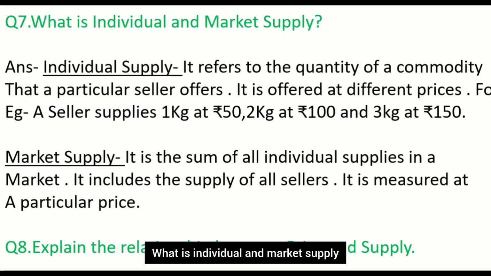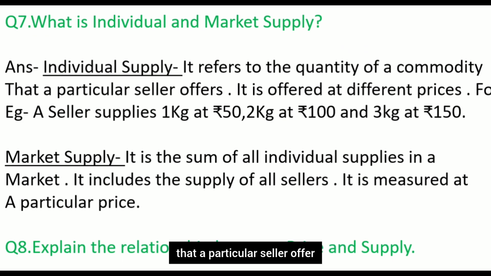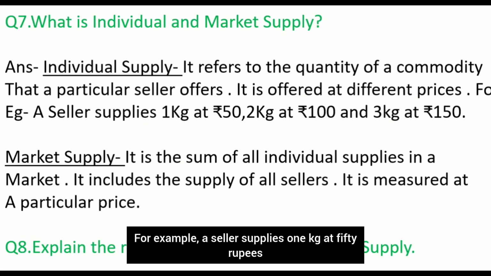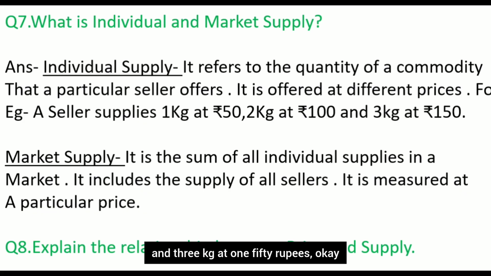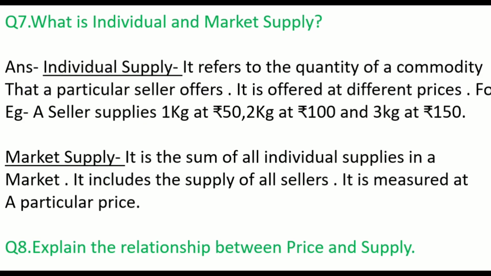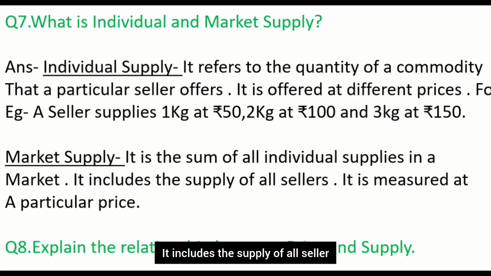What is individual and market supply? Individual supply refers to the quantity of a commodity that a particular seller offers at different prices. For example, a seller supplies 1 kg at 50 rupees, 2 kg at 100 and 3 kg at 150 rupees. Okay, so here you can take any example. It may be a mango. Now market supply is the sum of all individual supplies in a market. It includes the supply of all sellers. It is measured at a particular price.